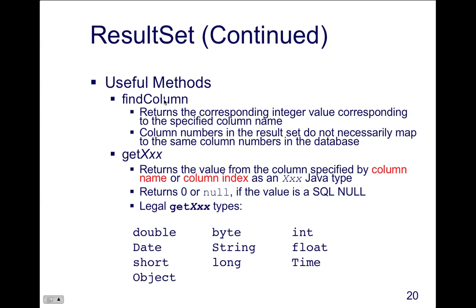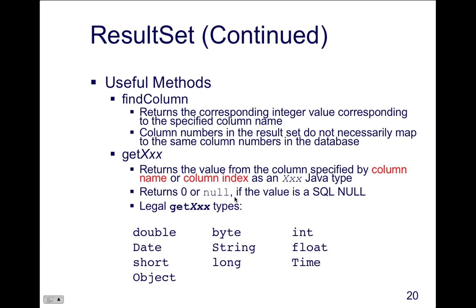Some other useful methods would be findColumn or a getXXX. I have a couple of examples that are going to be using these as well. The findColumn method returns the integer value corresponding to the specific column name: 1, 2, 3. Column numbers in the result set do not necessarily map to the same column numbers in the database. It depends on the query. The result set is formatted in the same order in which you ran your query. And getXXX is going to return the value of the column specified by the column name or the column index as the column number, in a Java type.